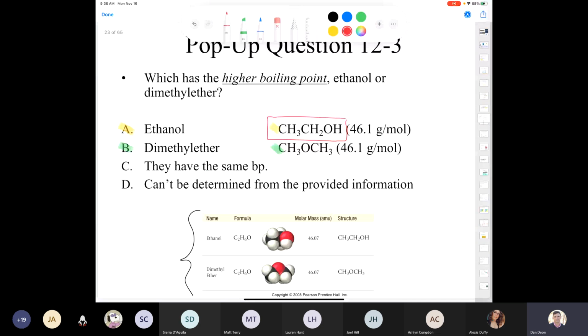I'm going to ask my students, is there anything that my students notice with ethanol in terms of its intermolecular forces? What do you think the major intermolecular force would be in a molecule like ethanol? What do you think the strongest intermolecular force would be between 2 molecules of ethanol? What kind of interesting feature do you see in ethanol?